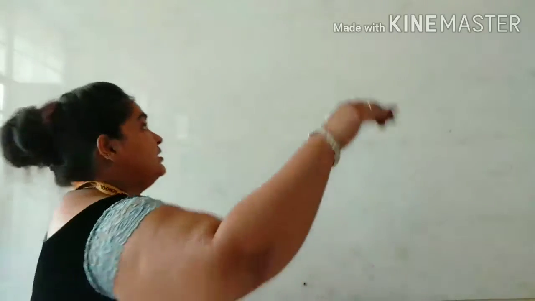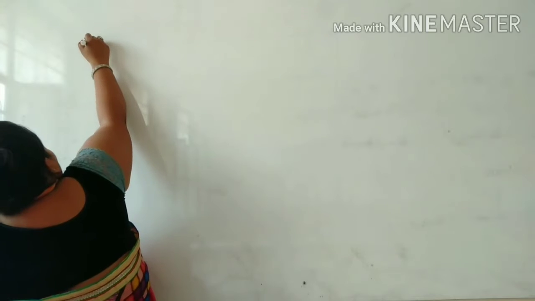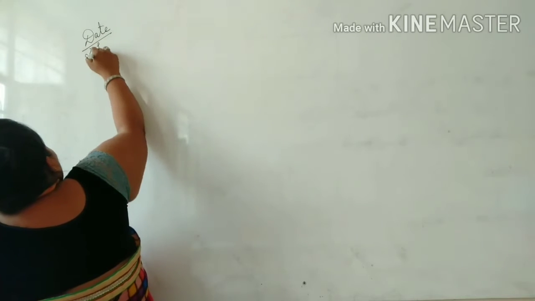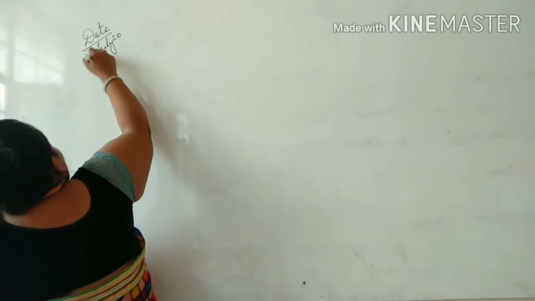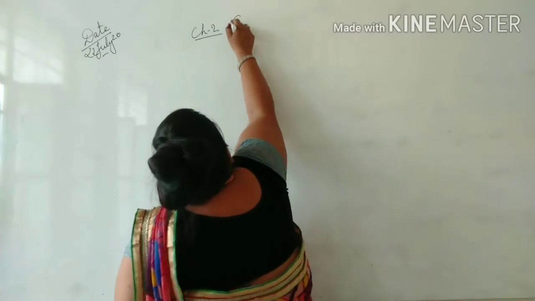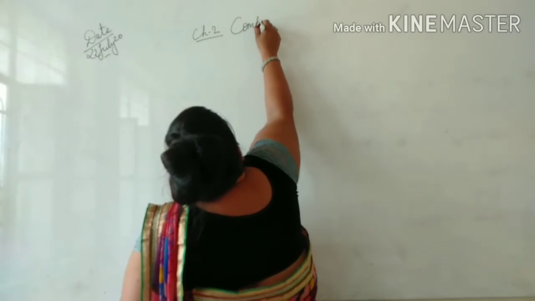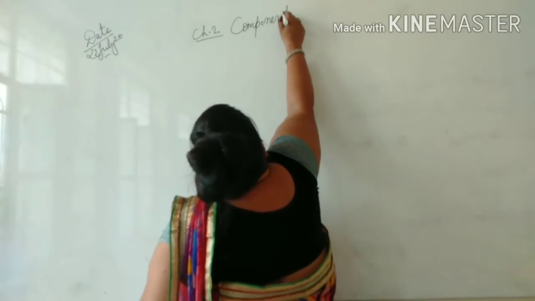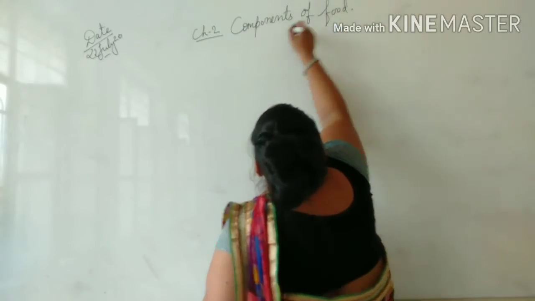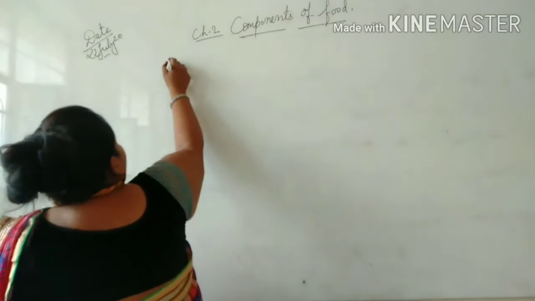You know that yesterday we stopped at roughage and water. Today we are going to move on to the next topic, that is balanced diet. So let's see today's date. That is 22nd July, isn't it? And what is the chapter number? That is Components of Food. Clear? So now what do you have to do in this topic?